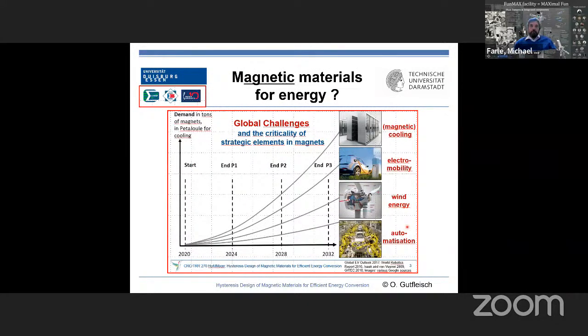Now, also on the other end, when you look at the demand in tons of magnets, in petajoule for cooling, so magnetic refrigeration, for wind energy, for electric mobility, for magnetic cooling, for automation. So you see here the year, so we are somewhere here, and it's expected the demand for every one of these energy consuming automatizations increases. Just imagine that everything or many things in fabrication depend on robotics in the future. Every robot has an electromagnet as a motor.